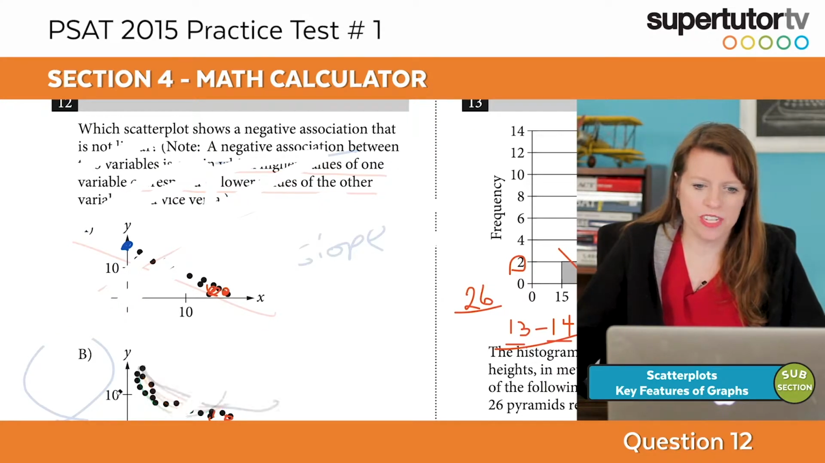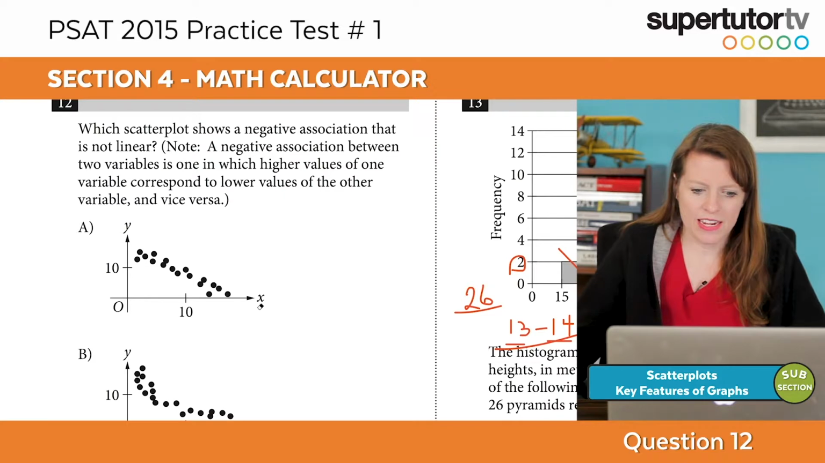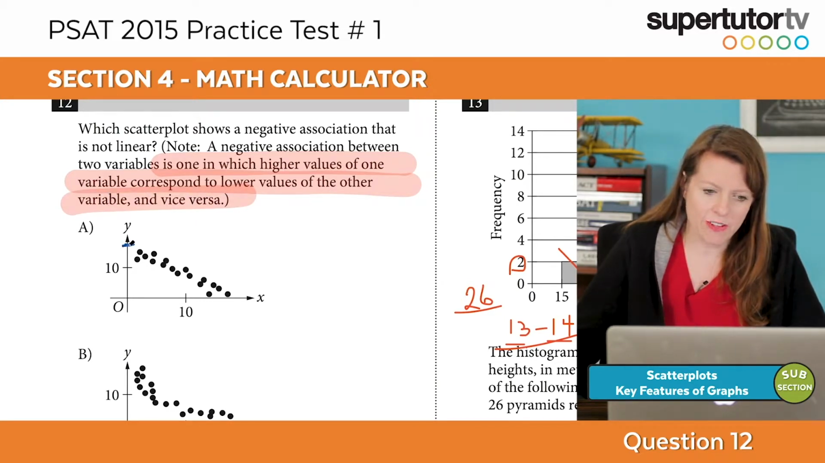Number 12. Which scatter plot shows a negative association that is not linear? And then it says, note, a negative association between two variables is one in which the higher values of one variable correspond to the lower values of the other variable, and vice versa. So that would mean the higher values of this correspond to the lower values of this. So we're going high here, low here, right? Oh yeah, like this. That actually works. And then we have the lower values of y correspond to the higher values of x. So when x is high, y is low. Oh yeah, this totally works.